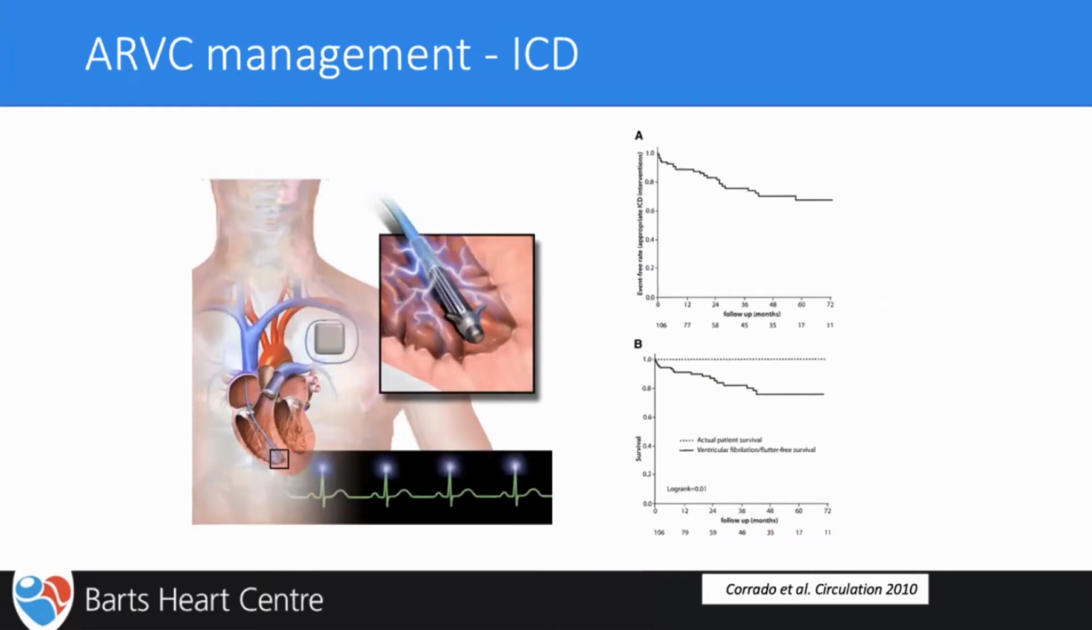We can see here a study back in 2010 from Italy, where they implanted defibrillators, one of the major studies in arrhythmogenic cardiomyopathy. You can see here the risk of events without a defibrillator implanted and the survival over the course of about 6 years. You can see that implanting a defibrillator essentially abolished this risk almost to zero.